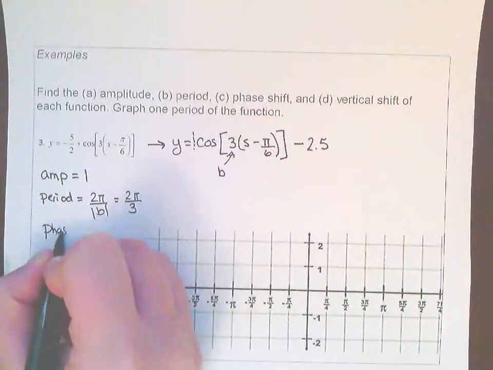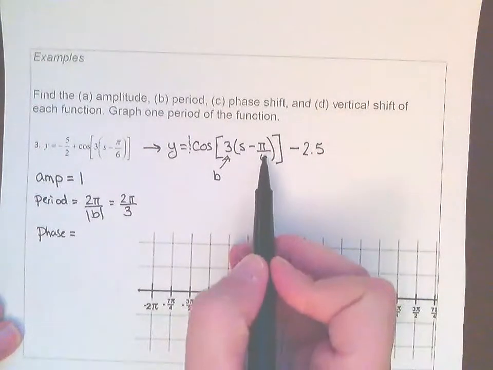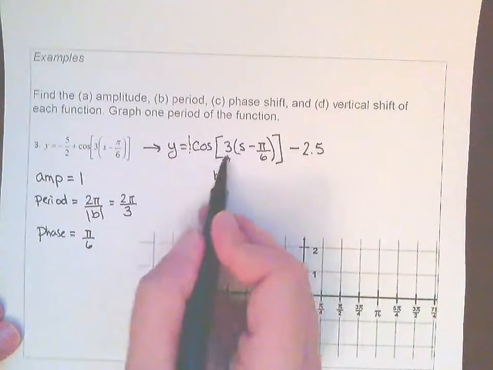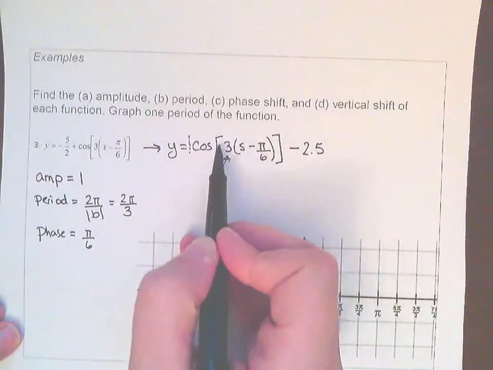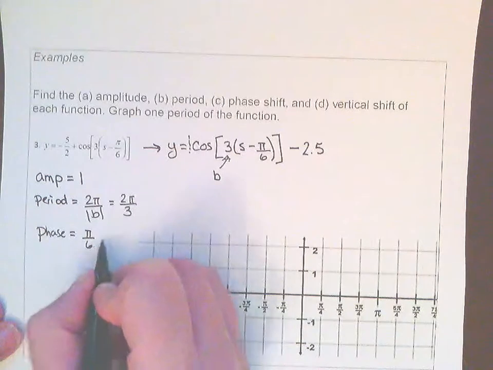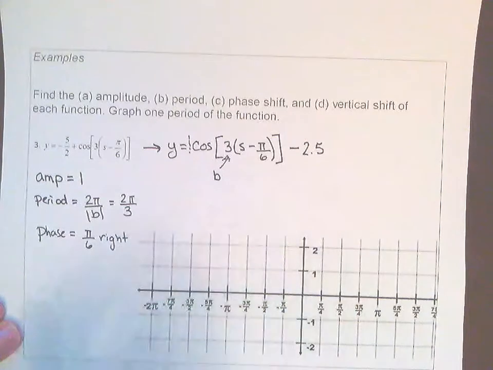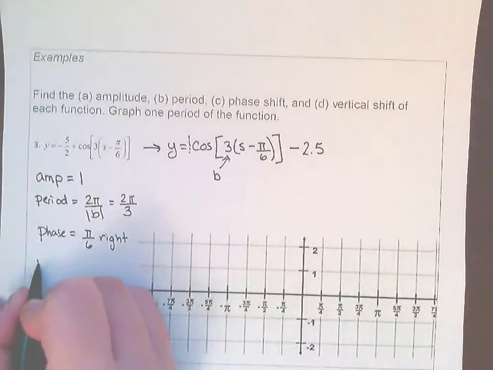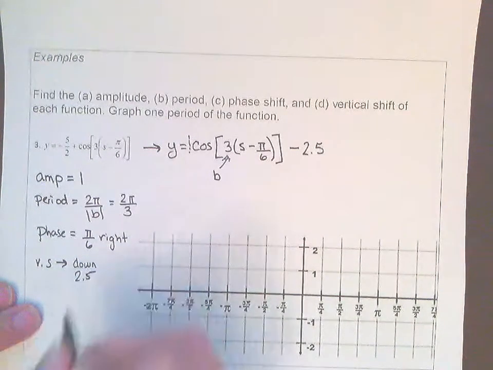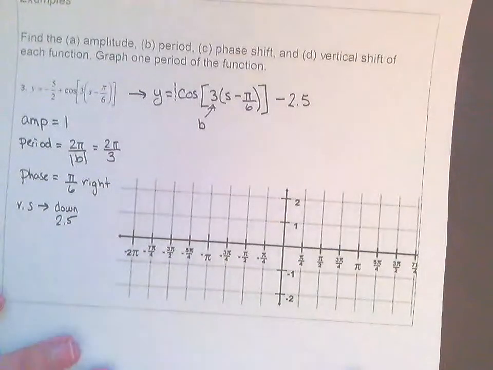All right, our phase shift. So in this case, usually what we do is we take our pi over 6 and we would divide it by whatever our B is, but our B has been already removed. So because it's been taken out, then our phase shift is just pi over 6 to the right because it's a negative here. And then our vertical shift is down 2.5. Alright, so again, this graph is going to look just a little bit funky.